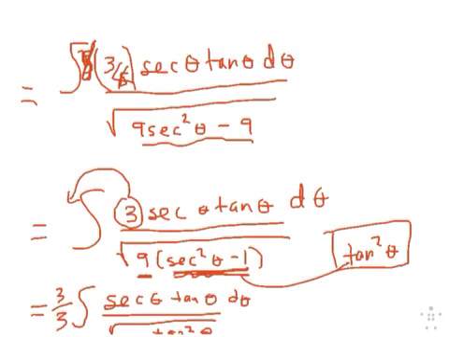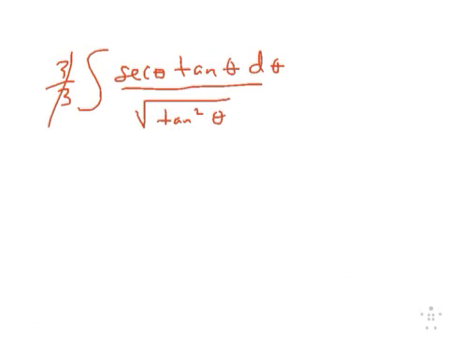So I'll hit pause. So I just rewrote it over here. The 3 and the 3 cancel, so we have secant theta tan theta d theta over the square root of tan squared theta. And we said that we were going to simplify this with the square root of tan squared. Well, that's going to take us back to tan.